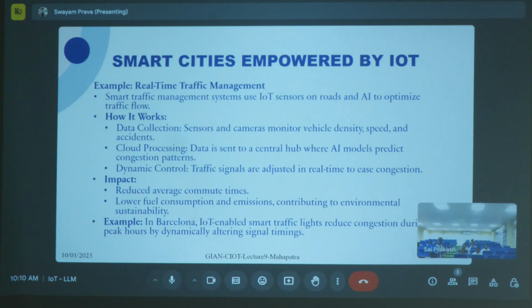A great real-world example of this is the traffic management system in Barcelona. In Barcelona, they used IoT-enabled smart traffic lights, adjusting dynamically during peak hours, reducing congestion and enabling smoother traffic flow. This city has managed to improve its traffic conditions significantly, and it's providing a blueprint for other cities to follow.